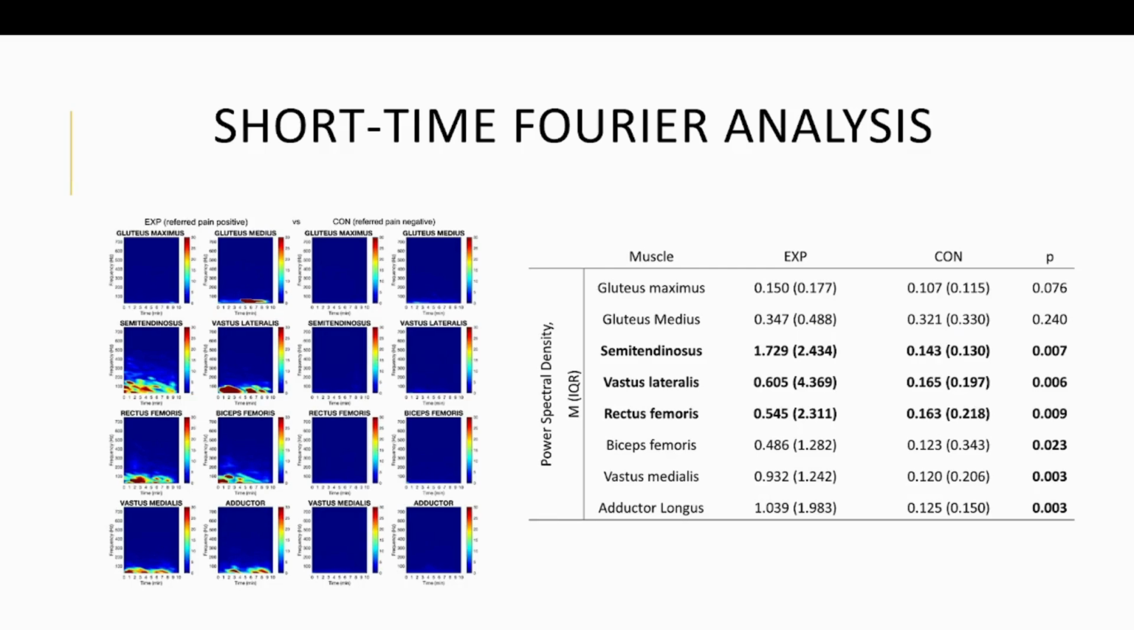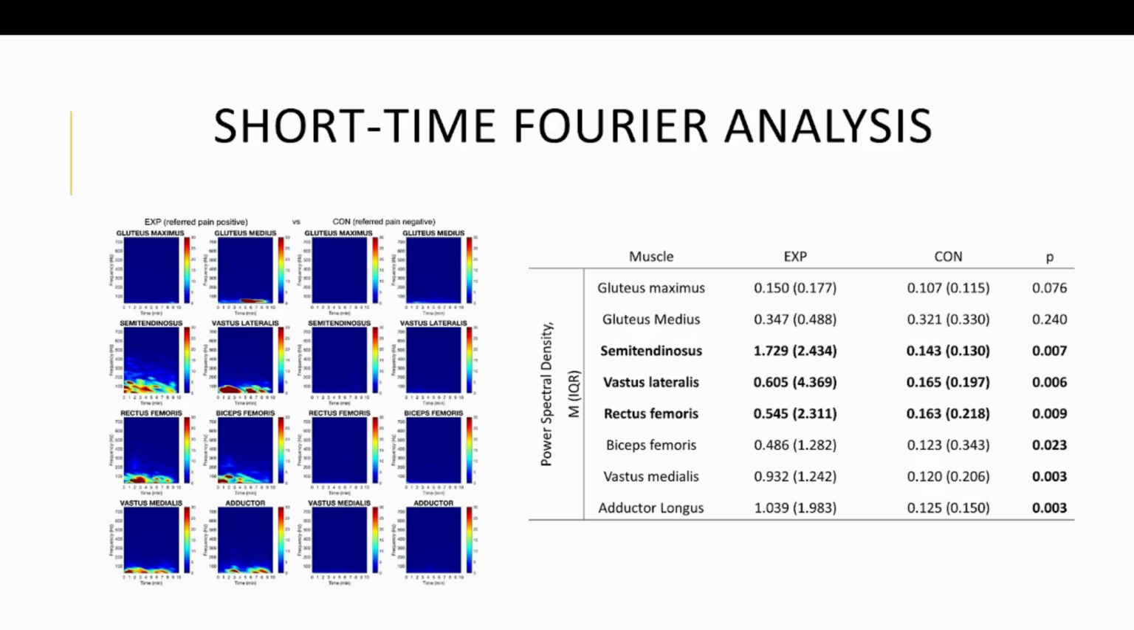The slide presents the results of a short-time Fourier transform analysis comparing muscle bioelectrical activity between individuals with referred pain, the experimental group, and those without it, the control group. The features on the left visually illustrate differences in spectral power distribution across various muscles. The table on the right summarizes the median power spectral density value, with the muscles showing significantly higher activity in the experimental group highlighted in bold.